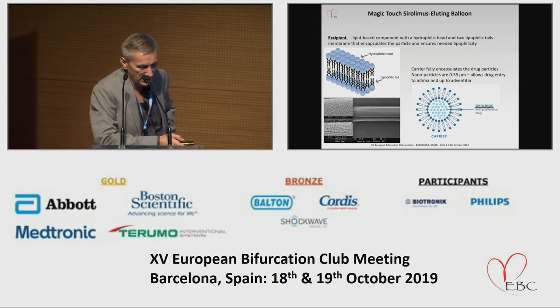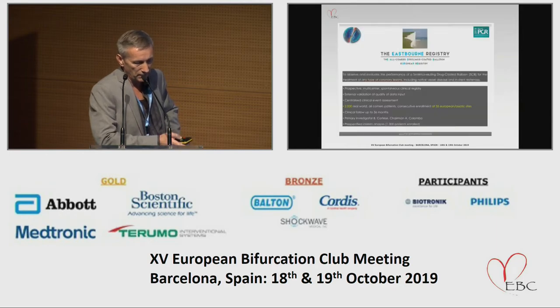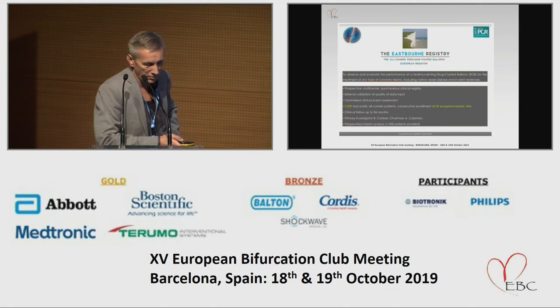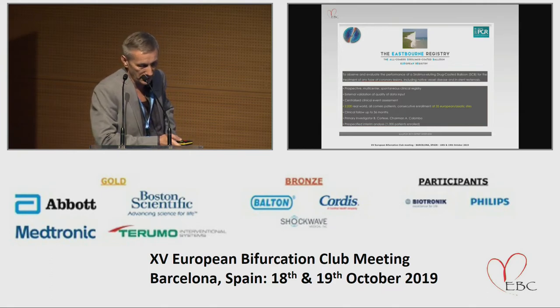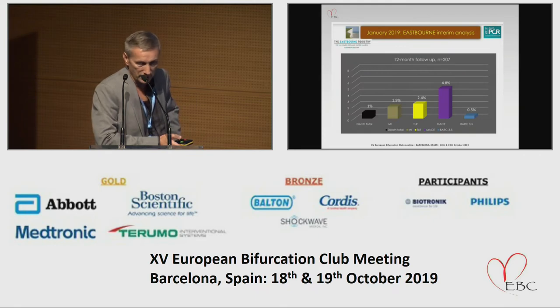And some data about existing sirolimus balloons. First is Magic Touch, which has a carrier with hydrophilic and lipophilic tails that encapsulate sirolimus, which is in nanoparticles, smooth outside, and allows the drug entry to the intima and the tissue. I will skip the preclinical data, but I have to say that Renu Virmani and Professor Serruys were included in those investigations. And go to the Eastbourne registry presented by principal investigators Dr. Cortese and Colombo this year on 2,000 real-world patients, with encouraging data for MACE, target lesion revascularization, and MI.